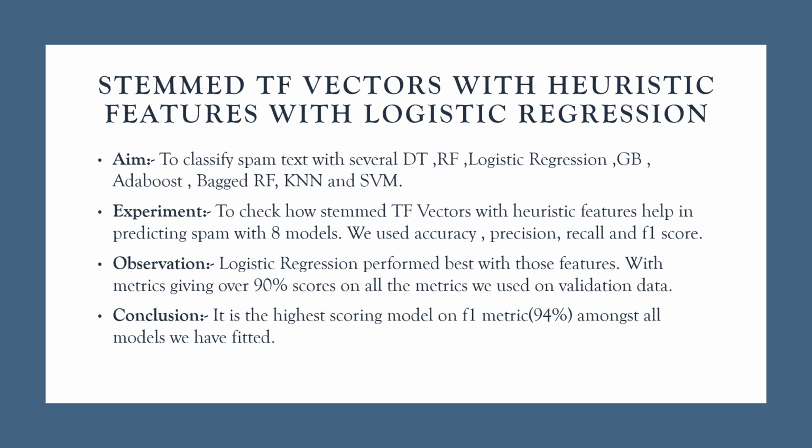And as you said, we had fitted several models on this classification problem. These are namely decision tree, random forest, logistic regression, gradient boosting method, AdaBoost, bagged random forest, KNN, and support vector machines. Our aim of the experiment was to see how stemmed vectors with heuristic features help in predicting spam with these eight models. We used accuracy, precision, recall, and F1 score as our metrics.